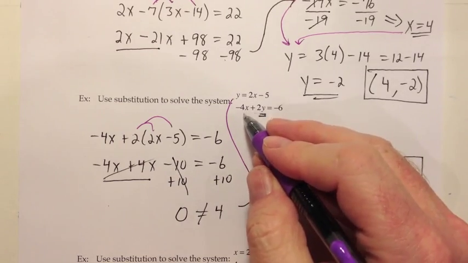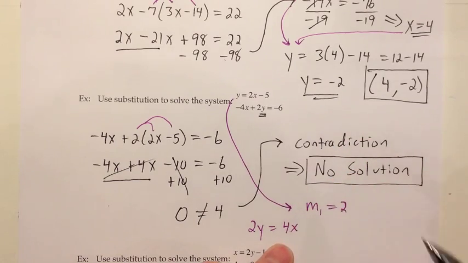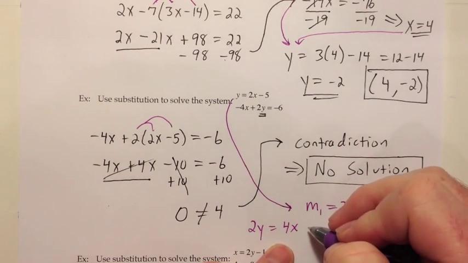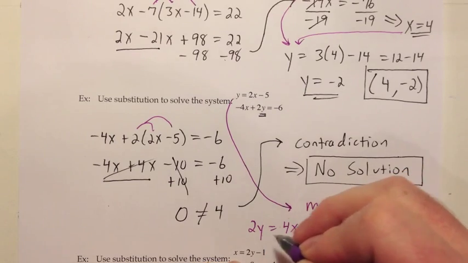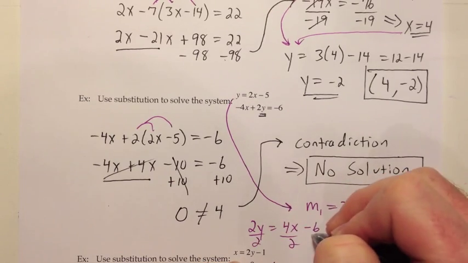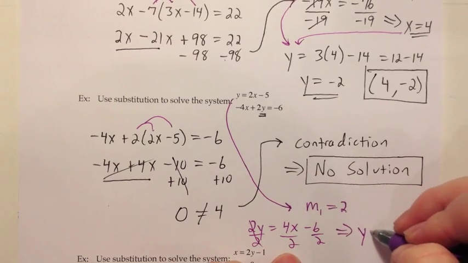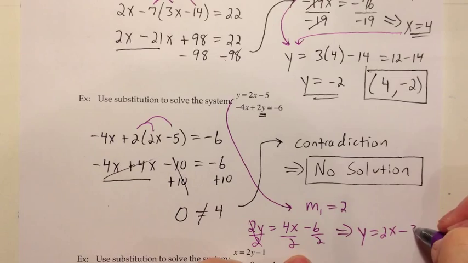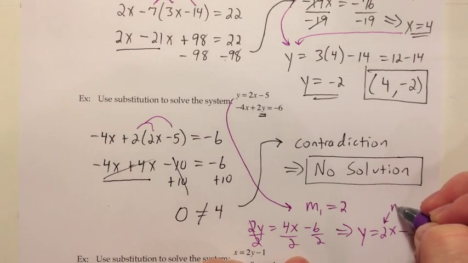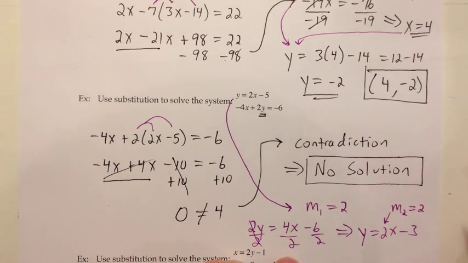So if I move that negative 4x over to the other side, it would be by adding 4x to both sides, so it would become positive. And then I'd want to solve for y, so I would divide everything by 2. These 2's would cancel, and reducing the rest, I would get y equals 2x minus 3. And so notice our slope right there on the second line is also 2.